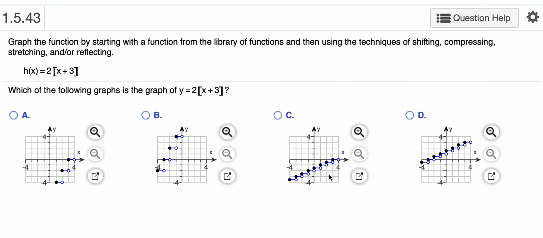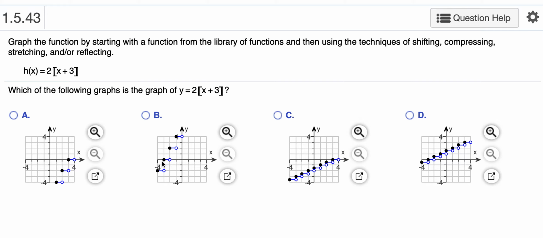Because we did a vertical stretch by a factor of 2, I'm going to rule out C and D. Those don't look like they were stretched. They look more like they were compressed in a vertical sense. So now I'm deciding between A and B. If we do a plus 3 on the inside, that's going to elicit a horizontal change, and it should move it to the left by 3. It's looking like B.